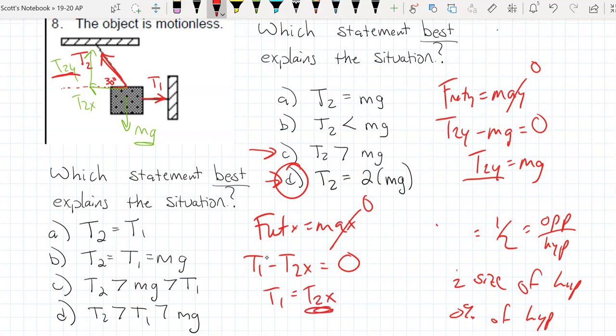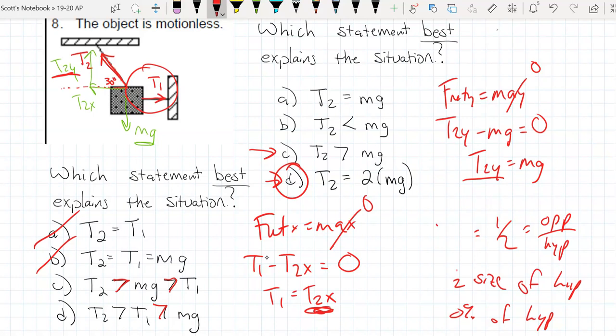So this is a component, a side of a triangle, and this is the entire thing. So T2 is the hypotenuse, and the hypotenuse always has to be bigger than a component. So T2 must be greater than T1. So it can't be this one, and it can't be this one. But both of these have T2 being greater than T1, there it is. Right. So then I have to compare mg and T2.